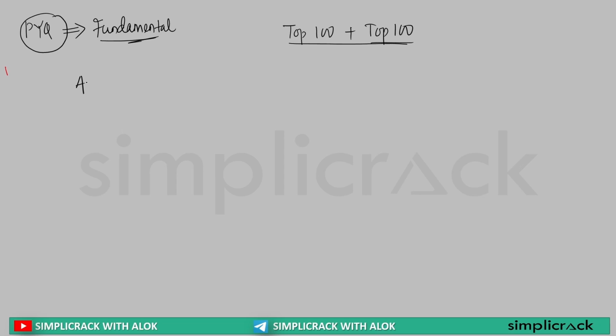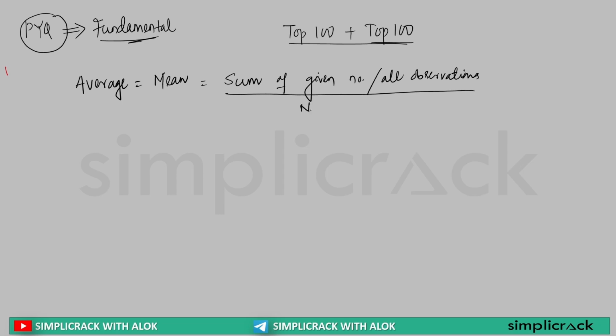So what is average? The other meaning of average is mean. In statistics also you will learn what mean is. It is the average. So what does average mean? Average means the sum of given numbers, or you can say the sum of all observations, whatever information is given, divided by the number of observations.